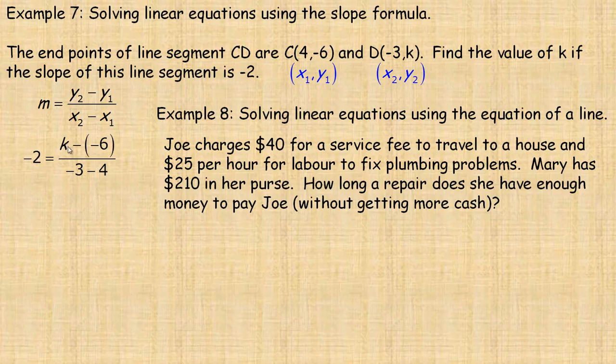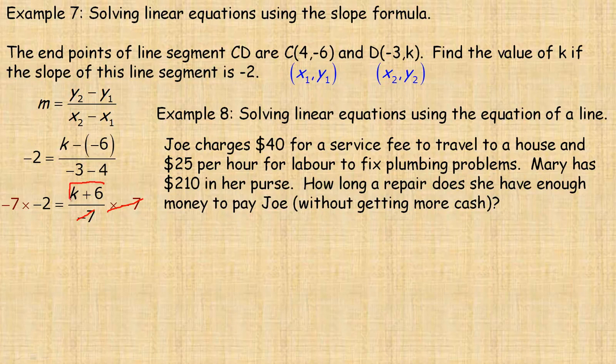Now, I'm going to simplify this first before we start solving for k. So k subtract negative 6 is the same as k plus 6. And negative 3 minus 4 is negative 7. So now I have a fraction, kind of like one of the examples on the previous page. In order to get rid of this denominator negative 7, I'm going to multiply both sides by negative 7. The whole purpose of that is so that this divides with this.